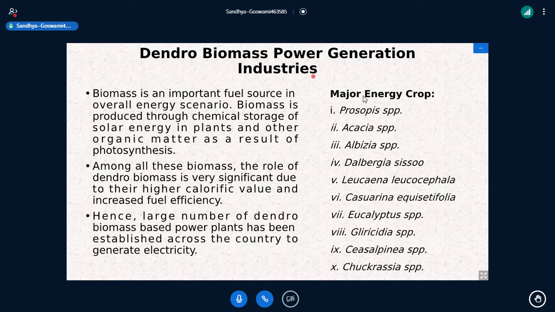And these industries have a good role when we talk about environment conservation also. Because, also mind it, we are not going to cut the tree and directly put it for power generation, but we may even use the waste of wood for dendro biomass power generation. Also we have to choose such trees for the purpose which have high calorific value.